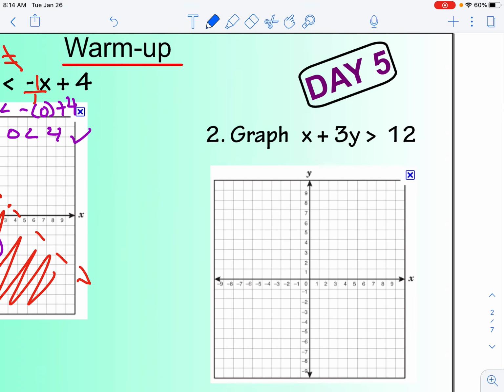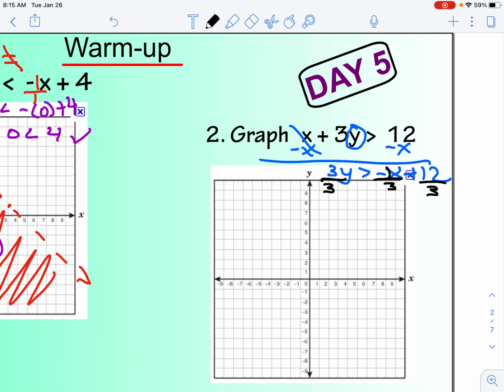Now, in the second example, you have to solve this for y. So you're going to have to subtract x from each side. Then that gives us 3y is greater than -x plus 12. Remember, we always put the x part first, so it's in slope-intercept form. Y equals mx plus b. Now I need to divide each piece by 3.